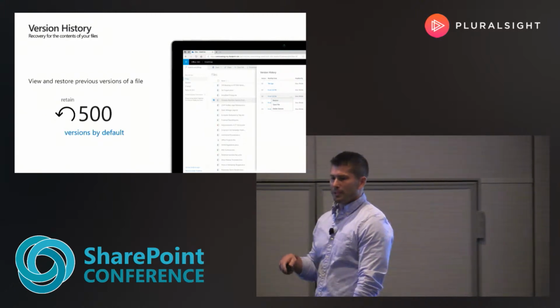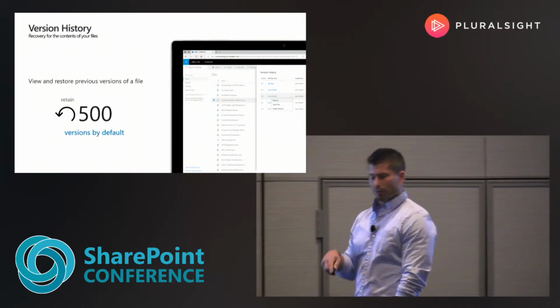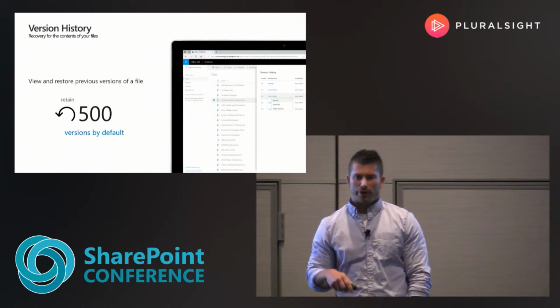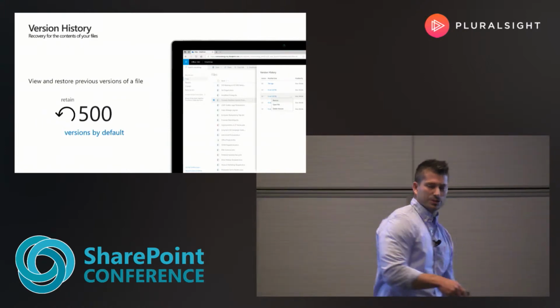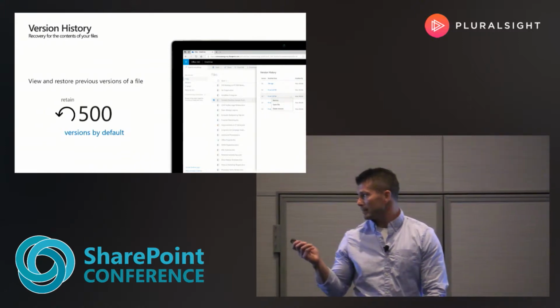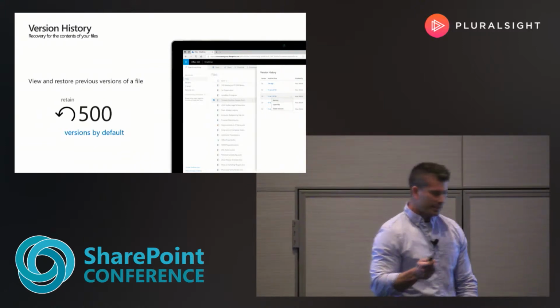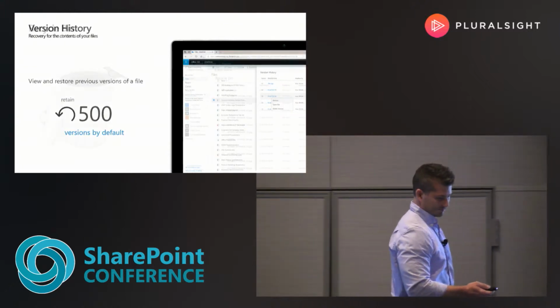By default, when you save a file in your OneDrive, in SharePoint, or Microsoft Teams, it's saving to a library that's set to retain 500 versions. So that's going to let you go back in time a fair ways.